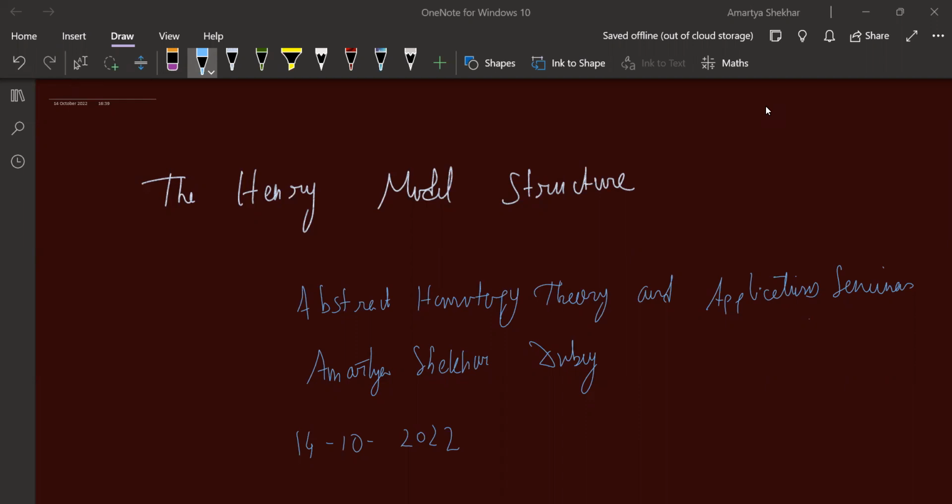Today I'll be speaking about the RE model structure, aka the constructive version of the classical concurrent model structure.